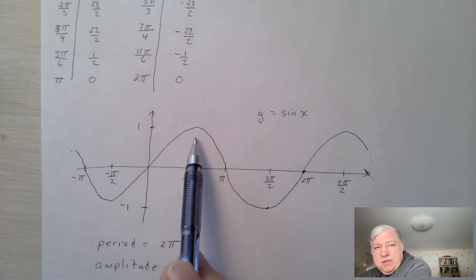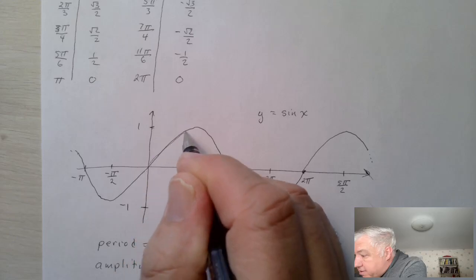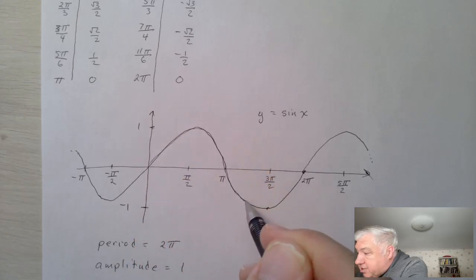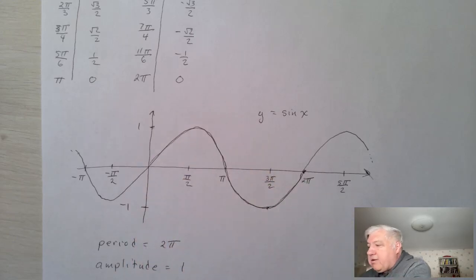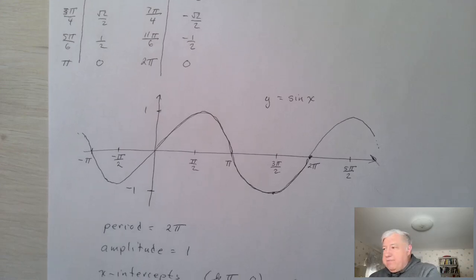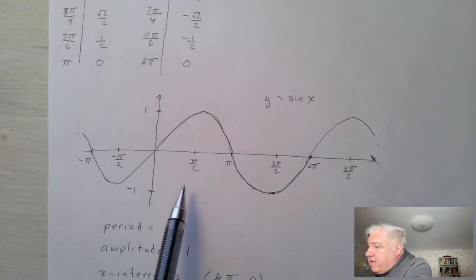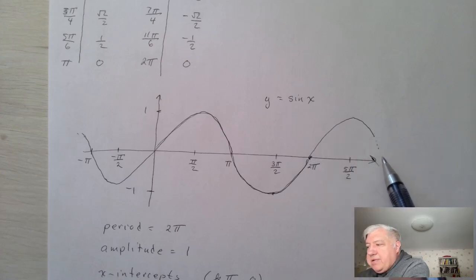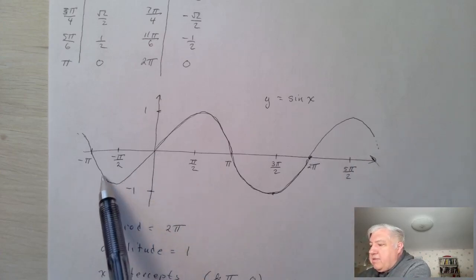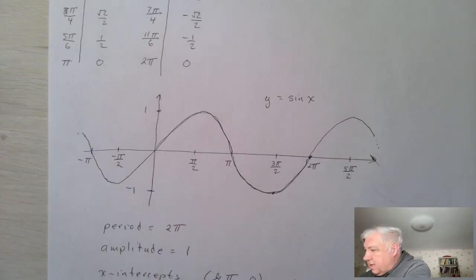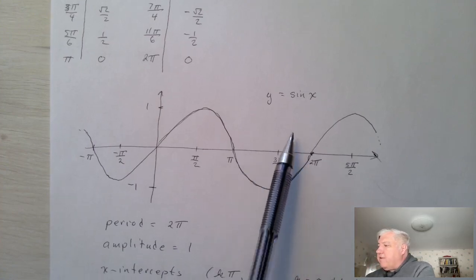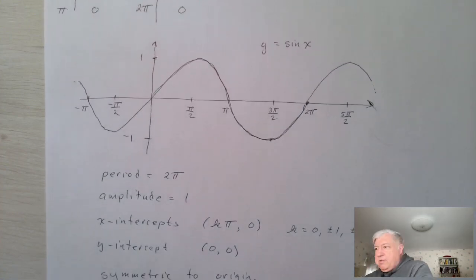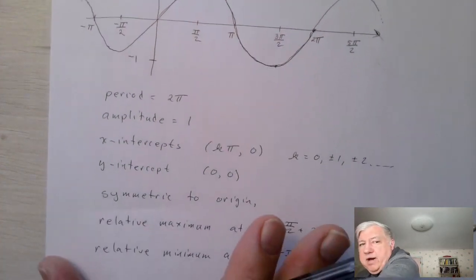This part right here consists of one period, or one cycle, of the sine graph. Because we already know that the sine function has period 2 pi, it just repeats, and it repeats in this direction as well. So this is the graph of the sine function, and some things we hope are kind of obvious.